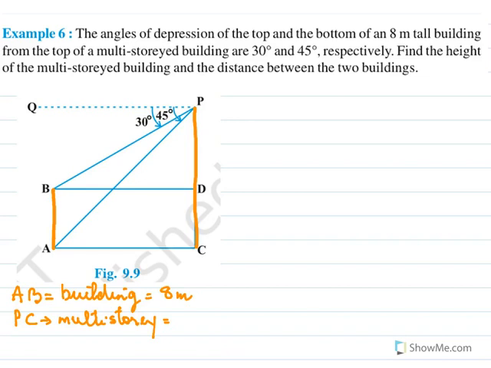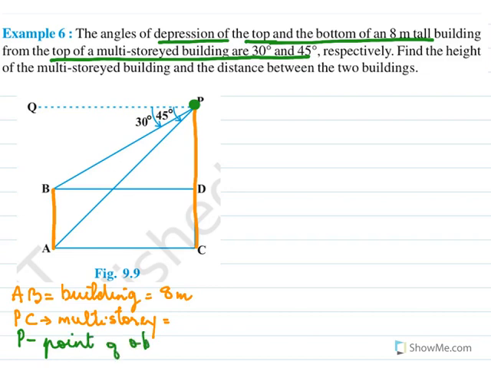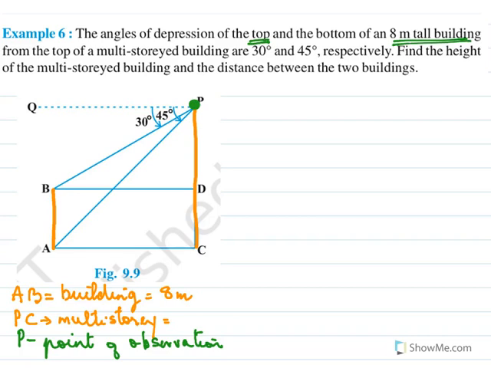Now let's read the first part. They said the angle of depression of the top and bottom of the 8-meter building from the top of a multi-story building is 30 and 45. So where is your point of observation? Ask yourself this question. Where are you standing and observing? You are standing at P. Your P is the point of observation. So we write here P, point of observation. You have to ask yourselves questions as you do the sums. From this point P, what are you watching? You are watching the top of this building, and when you're watching, you're making one angle of 30, one angle of 45.